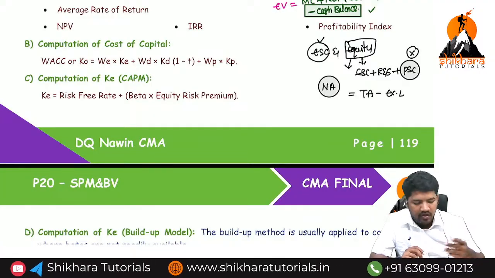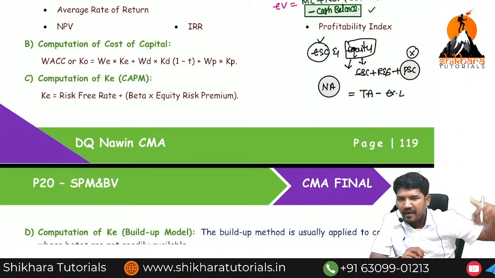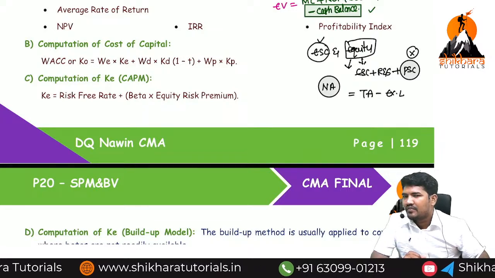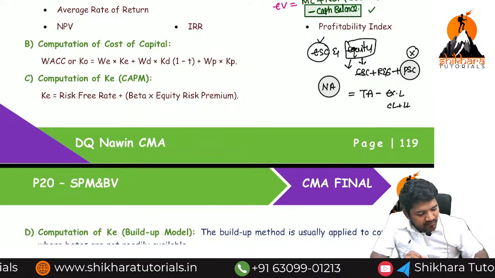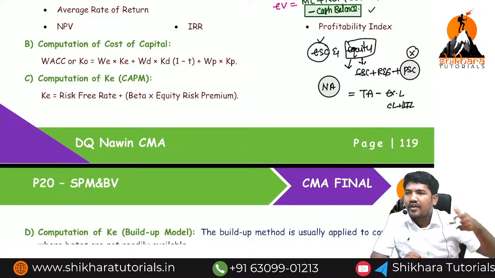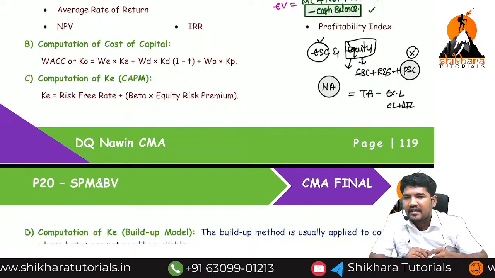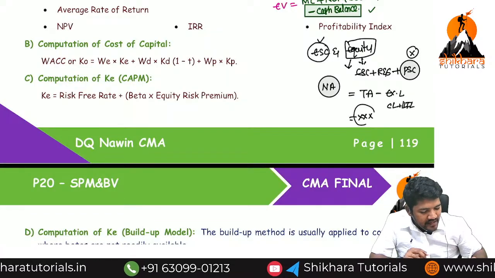Now what is the total assets? The sum of all assets of the balance sheet, minus external liability. What does that mean? Current liability plus long-term liability. Here we are not taking preference share capital. Are you guys clear? Why? Because the amount in your hand is known as net assets.